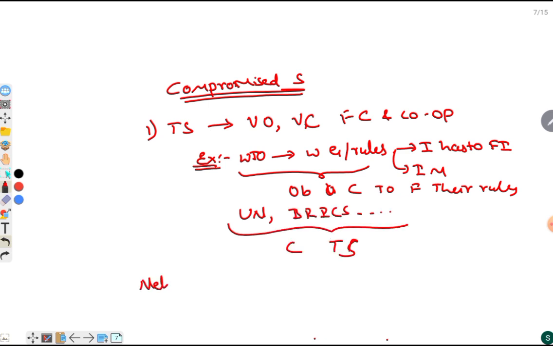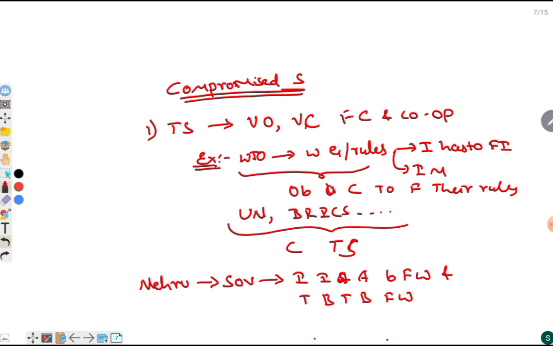Nehru called sovereignty an agreement by free will and to be terminated by free will. Socialist.